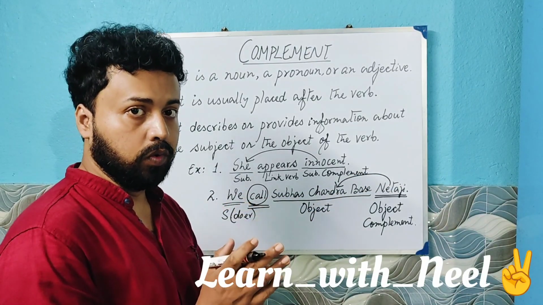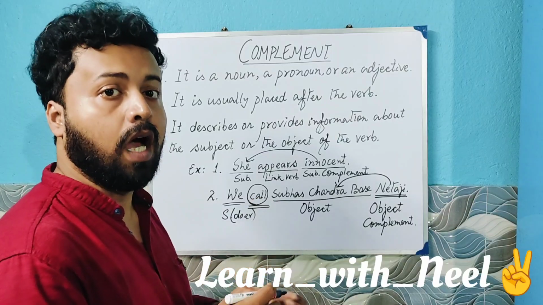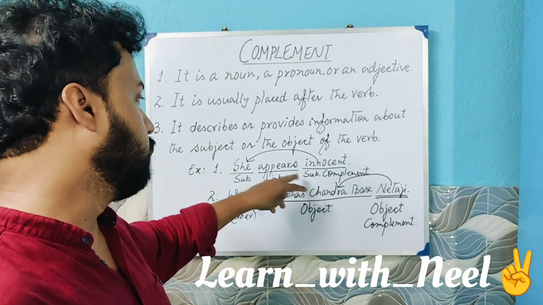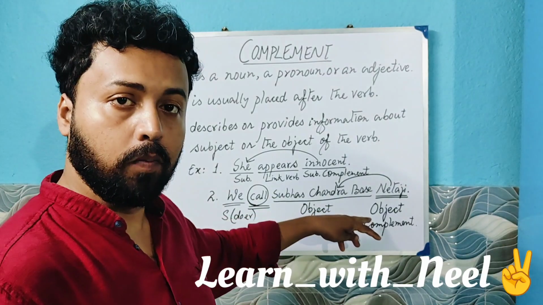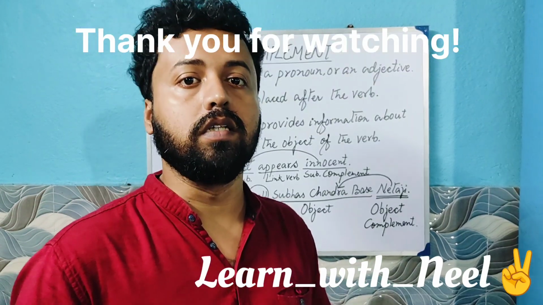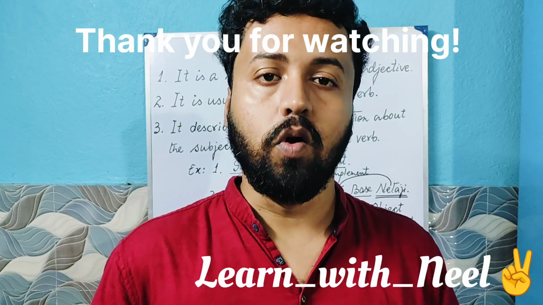So now you know what a complement is and how it is used in a sentence. It can be used as a subject complement and also as an object complement, okay, depending on its function and depending on whether it's describing the subject or the object.